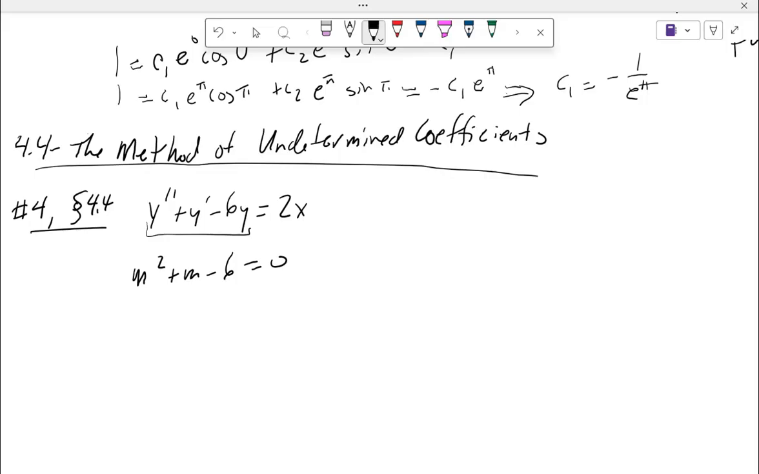Does that factor? Yep. What's the factor as? m plus 3, m minus 2. Good. Fantastic. Which means our solutions are negative 3 and 2. Fantastic. Good. Now, if this were a homogeneous equation, what would your solution look like?